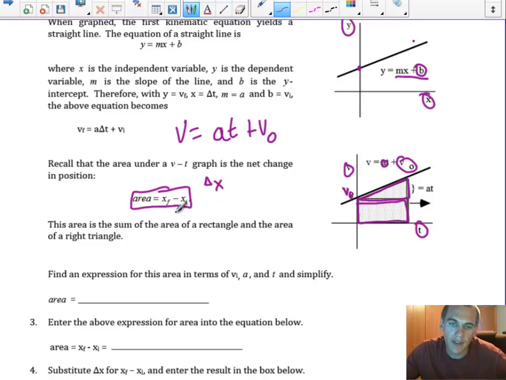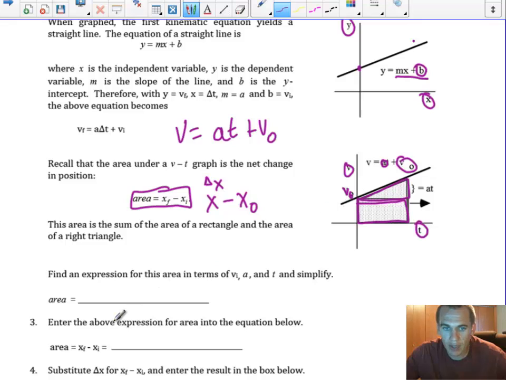Now, that's final position minus initial position, and just like we did with velocity, we can do this with position as well. So if you see x or x naught, those are also considered final and initial. Okay, position at the start time, position at the end time. Now what we want is to come up with the equation for this area. Since that's a rectangle, that's base times height.